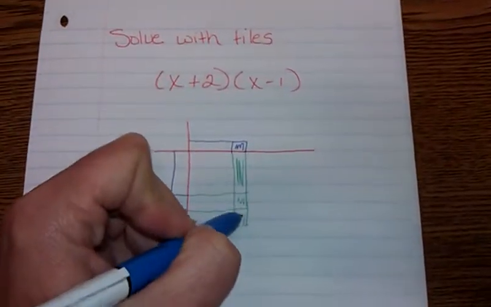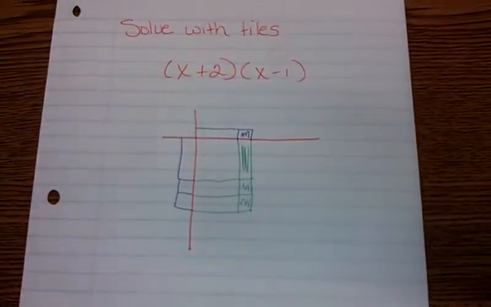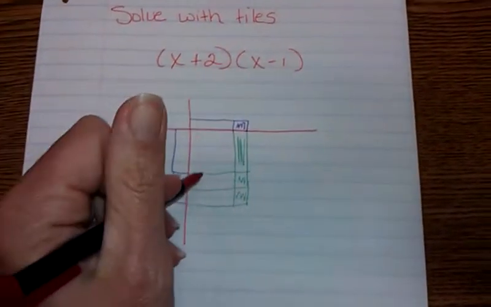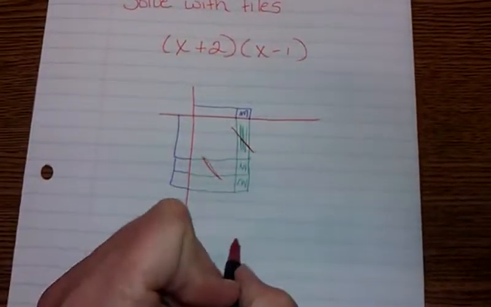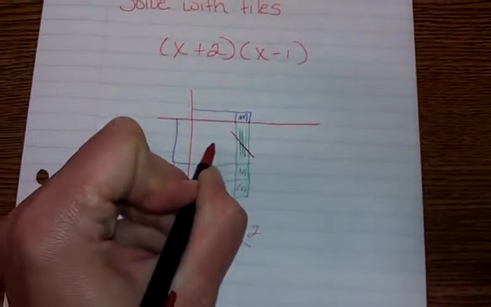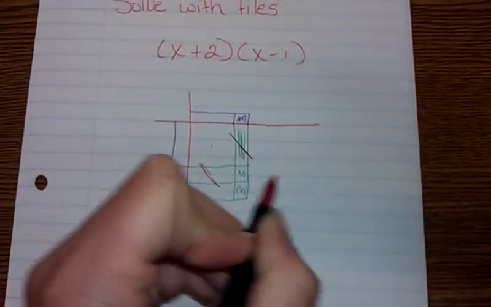Positive times a negative. So now I need to look through, and I need to cancel out any zero pairs. See, this is a positive x, and it takes away a negative x. Well, what am I left with for my product? I've got 1x squared plus 1x minus 2.